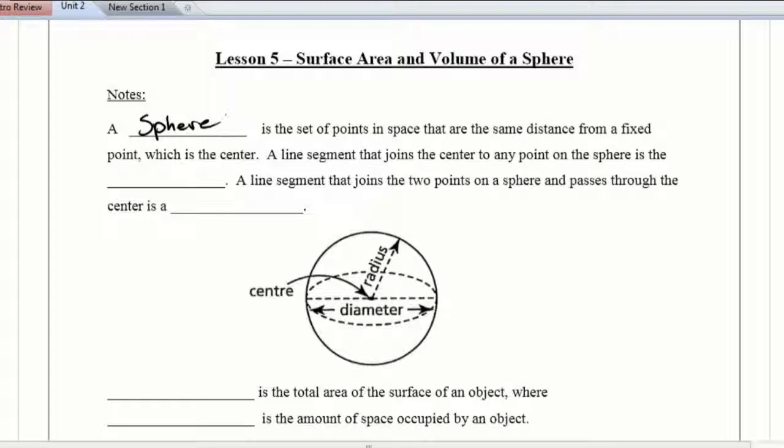A sphere is the set of points in space at the same distance from a fixed point, which is the center. A line segment that joins the center to any point on the sphere. You guys remember this terminology from grade 9, I bet. So the radius is from the center to any point on the outside.